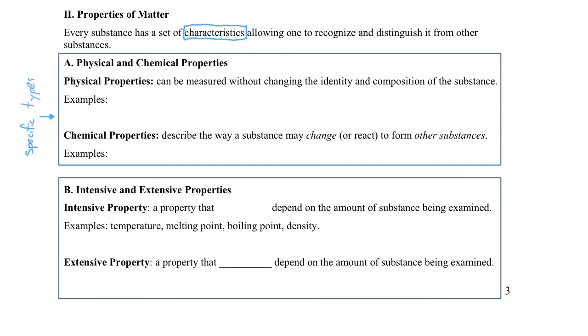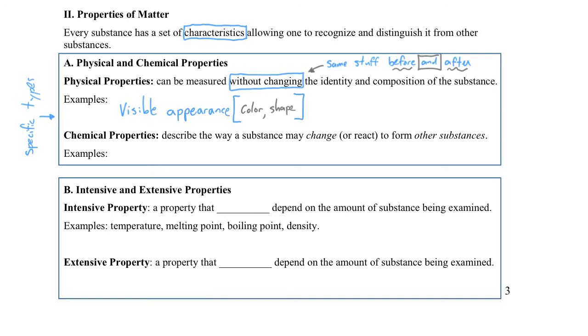First, we'll talk about some specific types of properties. These are physical and chemical properties. What do I mean by physical versus chemical properties? Well, that's a good distinction to make. Physical properties are properties that can be measured without changing the identity and/or composition of the substance. So you can measure them and the stuff you had before you measured and after is the same. Some examples would be the color. We can look at something and describe its color without changing it. The shape is also another one of these physical properties. Mass, state, melting point, boiling point, density, these are all good examples of physical properties.